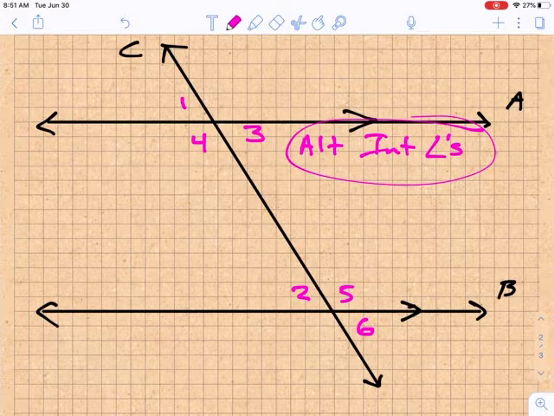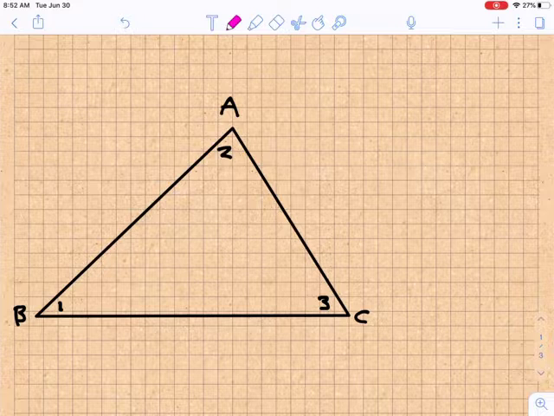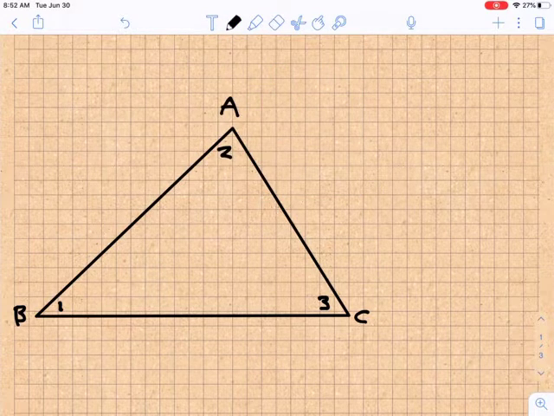So now let's jump back and look at our triangle here. The very first thing to know when looking at this theorem is that this is a very informal proof. I am by no means making this a formal two-column proof. I'm just showing you how we get this.